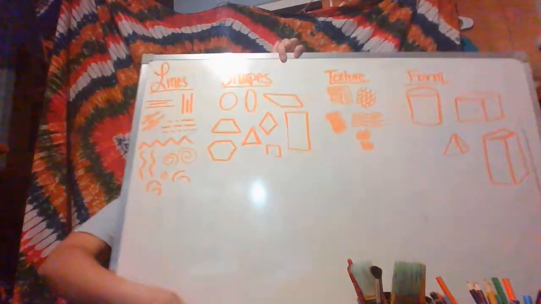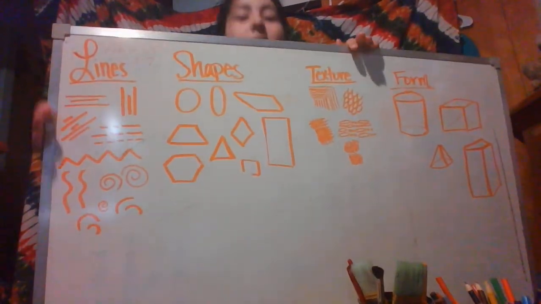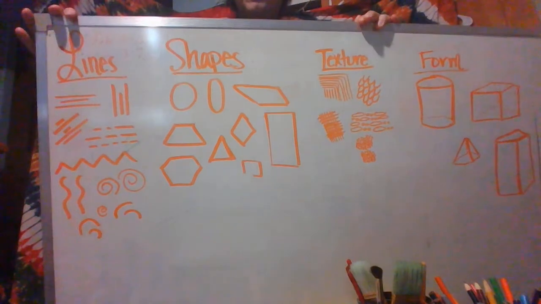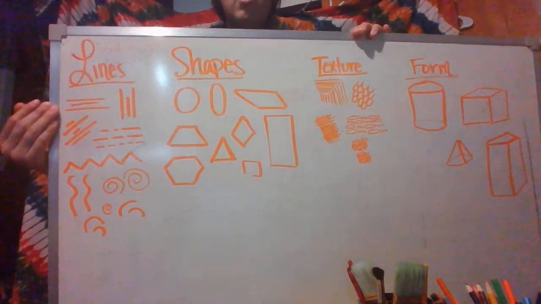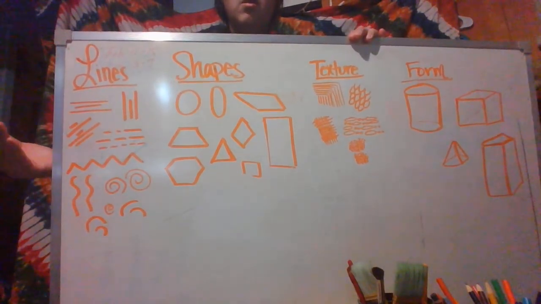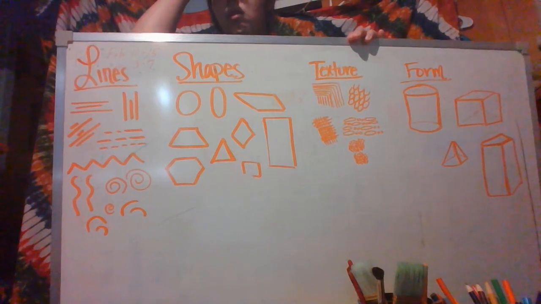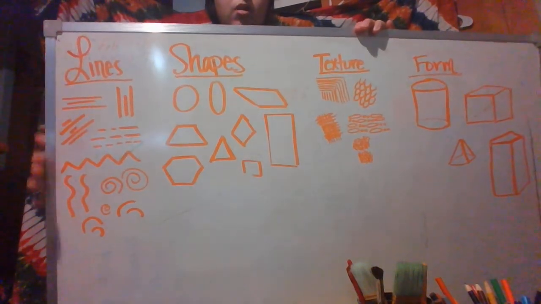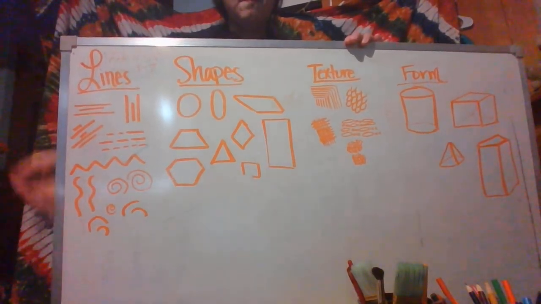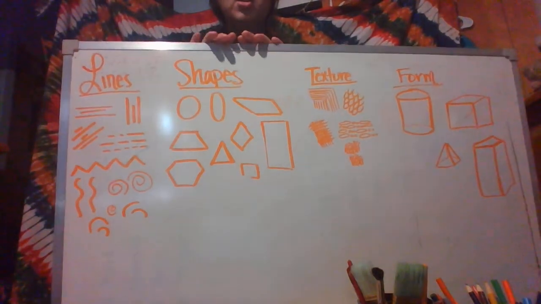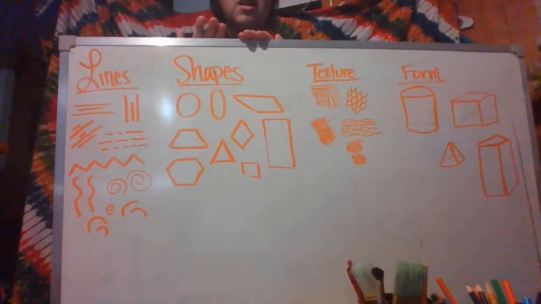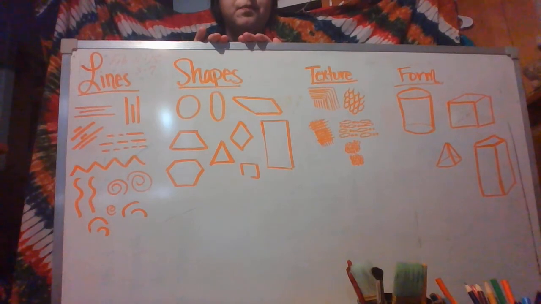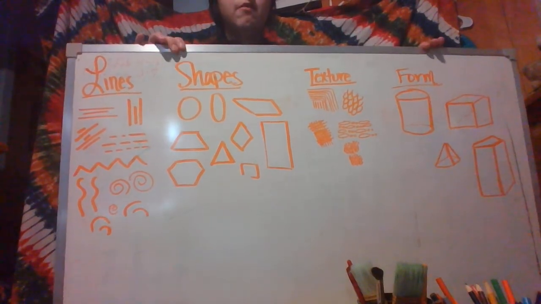So the teacher would provide some examples here over the different lines: horizontal, vertical, some diagonal, zigzag, swirls, curve, and going over some shapes, a great way to introduce shapes within the first grade as well. Going over textures and forms.